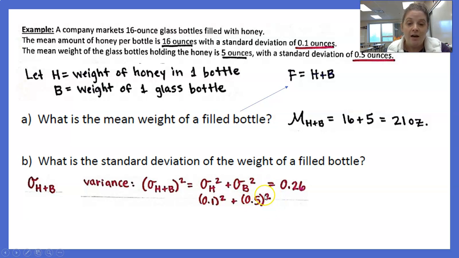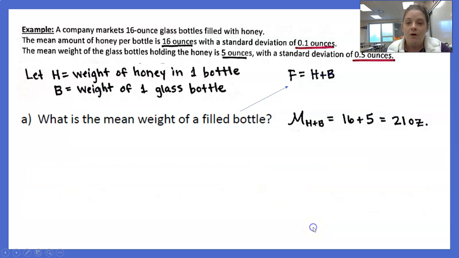That gives me 0.26. Okay, that's my variance. And then we'll take the square root to get the standard deviation. The square root of 0.26 gives me 0.51. And if you notice, that is not the same as adding those two standard deviations together, because that would give you 0.6 ounces, which is not the same.